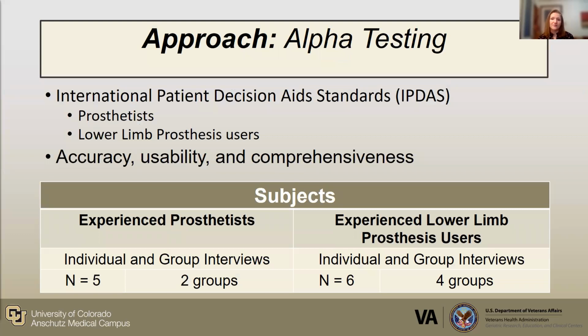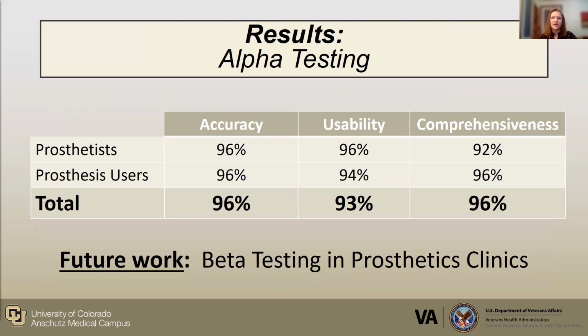We took this prototype and alpha tested it with a group of experienced prosthetists and prosthesis users, following suit with the process for developing decision aids outlined by the IPDAS. Through that alpha testing, we evaluated the prototype for accuracy, usability, and comprehensiveness with a group of experienced prosthetists and experienced lower limb prosthesis users. We had the expert working group members rate the prototype on the Likert scale of 1 to 10, 10 being the most acceptable, usable, and comprehensive.